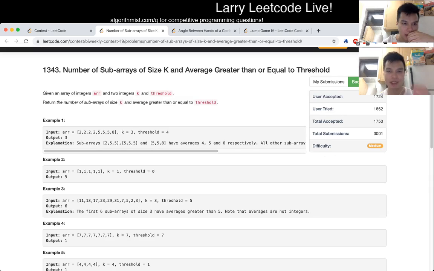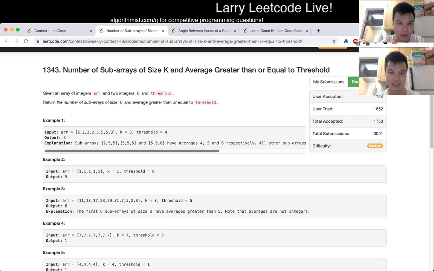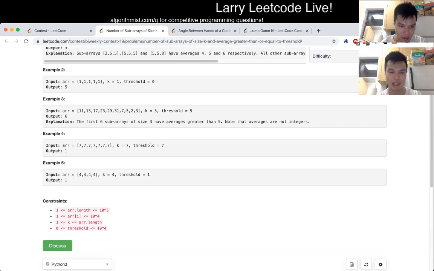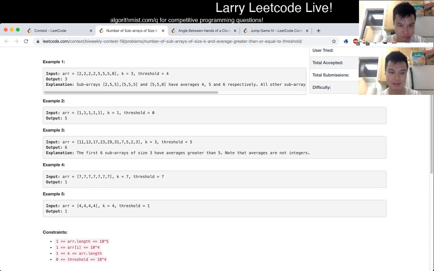Yeah, number of subarrays of size K. I think the first thing that I just didn't read correctly, maybe, was that I didn't know if K was a constant, and once I noticed that it was a constant, then it became trivial, in the sense that it's a rolling window, a sliding window problem.